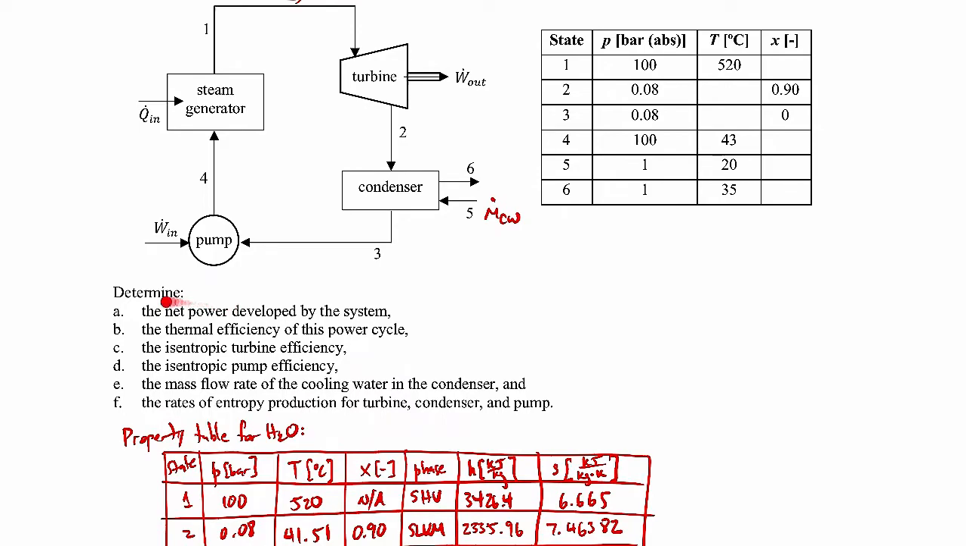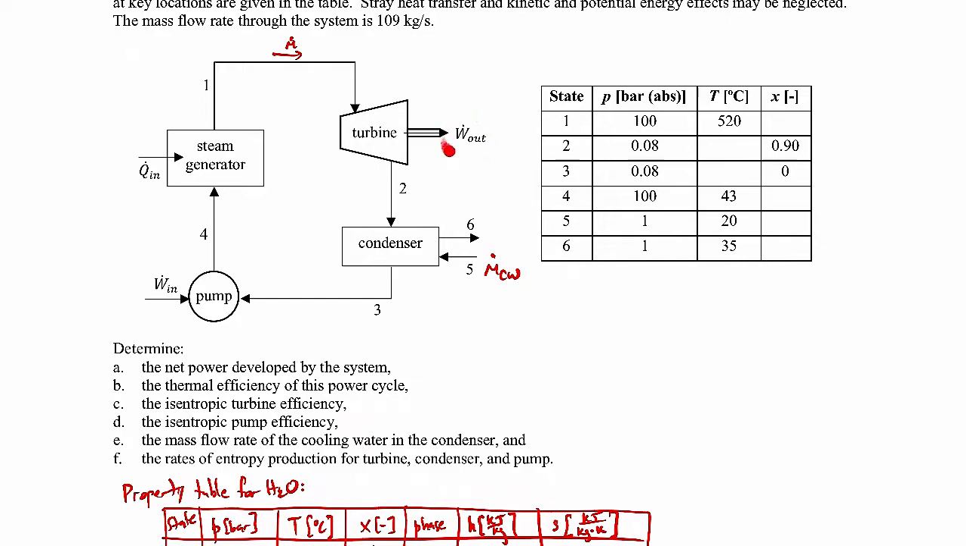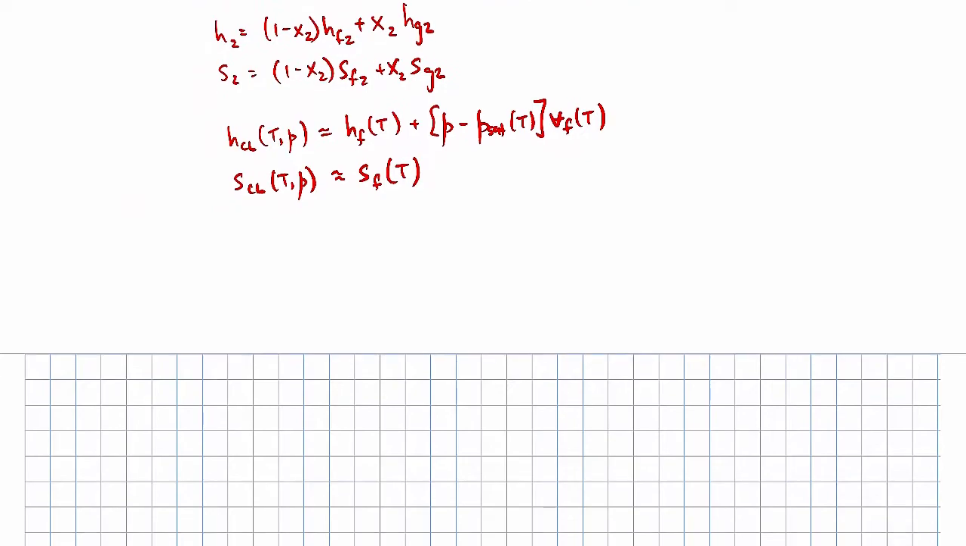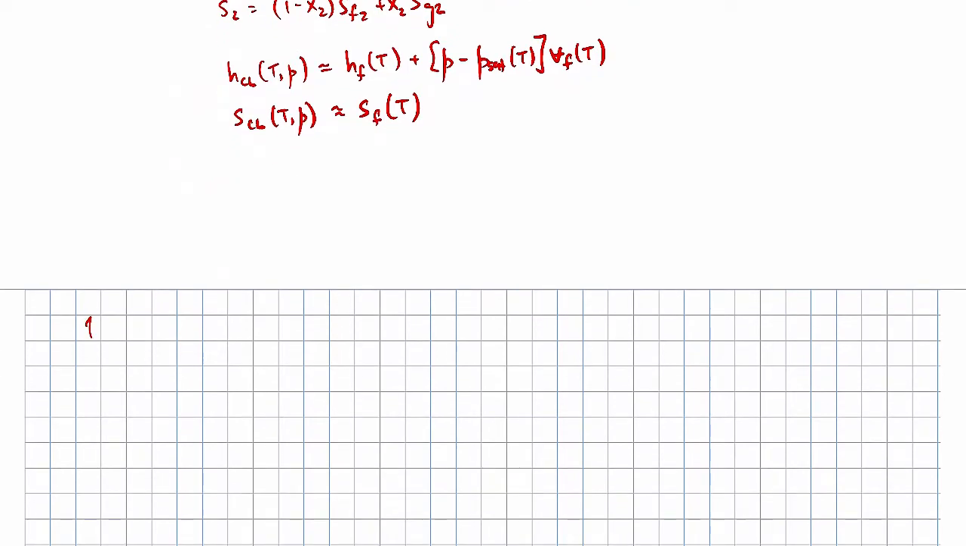So the first one is to find the net power developed by the system. So that means we're going to have to find the power coming out of the turbine and the power going into the pump. So I'm going to apply the first law to a control volume surrounding the turbine, and then separately I'll do the first law to a control volume surrounding the pump. So let me write it out for the turbine.